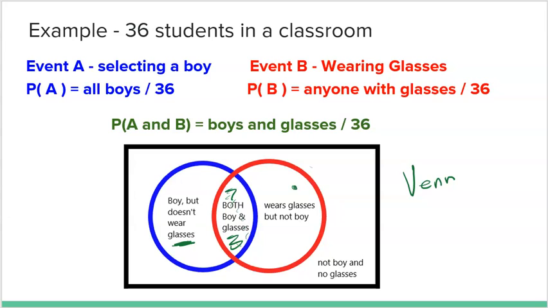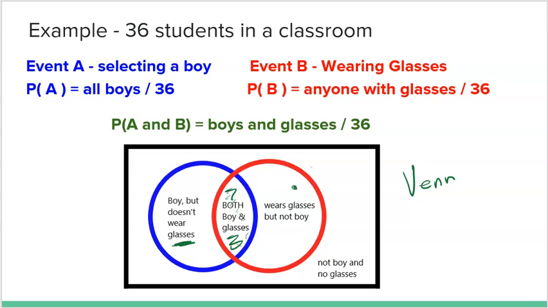So the entire blue circle, if I just focus on the whole blue circle, those are all boys. Some of them are wearing glasses, some aren't. The entire red circle is everybody wearing glasses. Some of them are boys, some of them aren't. So on the outside of this would be you're not a boy and you don't wear glasses. If you really want to specifically think about that, that would be a girl without glasses. So this entire box represents my sample space, everything that could happen relating to these two events.